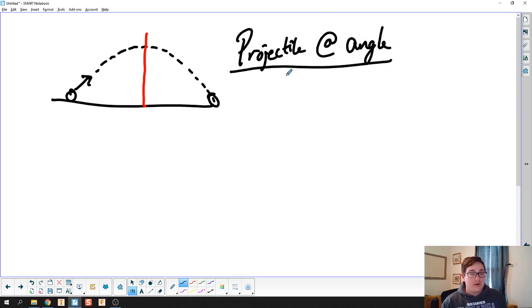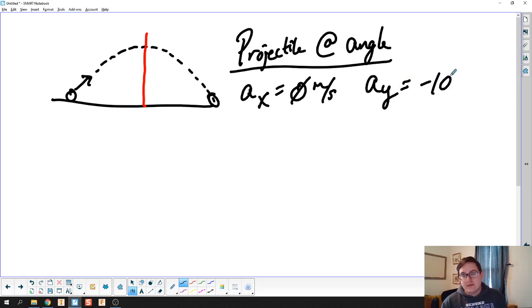So what are some things that still apply here? Well, the acceleration in the x direction is still going to be zero because there's nothing pushing or pulling or stopping or slowing down that ball in the x direction. But there is the acceleration in the y direction, and that is still negative 10 meters per second squared. What else do we know?